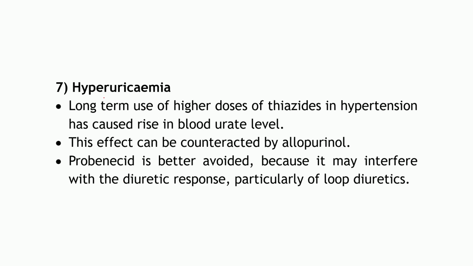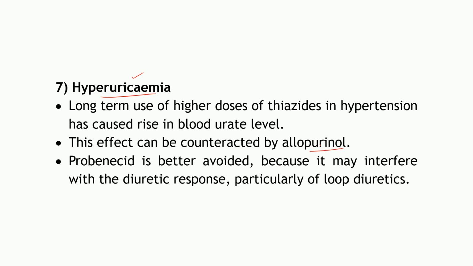Next complication is hyperuricemia. As we have seen under actions, both of these drugs tend to reduce the excretion of the uric acid because they utilize the same transporter by which the uric acid is excreted. So that is the reason why uric acid levels in the blood will increase, and that's how hyperuricemia may be precipitated. Now to tackle this particular situation, allopurinol is utilized.